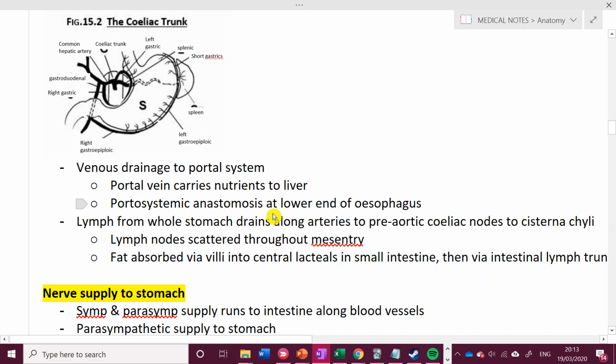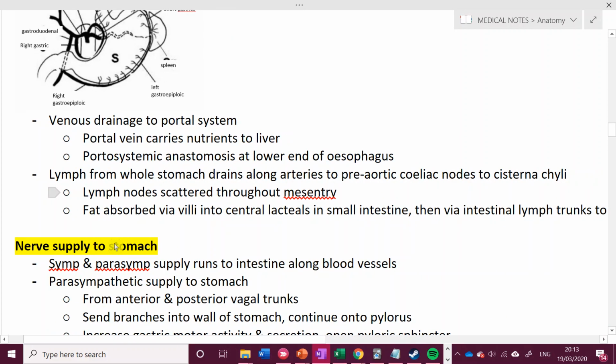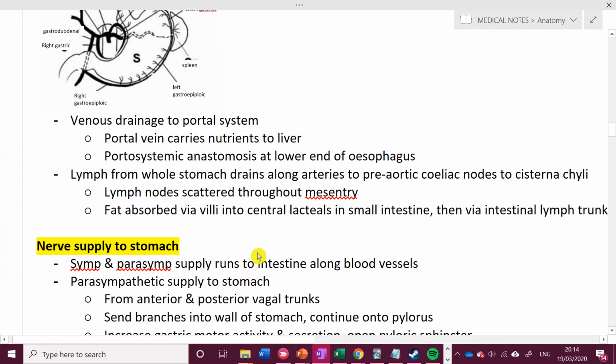The portosystemic anastomosis at the lower end of the esophagus also takes some blood, and lymph from the whole stomach drains along the arteries to the pre-aortic celiac nodes and then to the cisterna chyli. Now these lymph nodes are scattered throughout the mesentery, and this is only in the small intestine because the stomach doesn't have any villi, but fat is absorbed via the villi into the central lacteals in the small intestine, and then via the intestinal lymph trunks to the cisterna chyli.